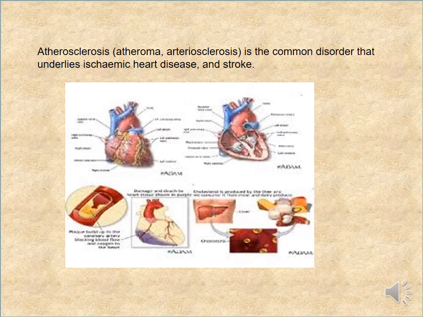The term atherosclerosis or atheroma or arteriosclerosis is a common disorder that underlies ischemic heart disease and stroke. أهم سبب للإسكيميك هارت ديزيز هو نقصان كمية الدم that supply to myocardium. هذه تؤدي إلى أنه the coronary artery is reduced inside by a deposition of lipid that lead atherosclerosis or called atheroma.